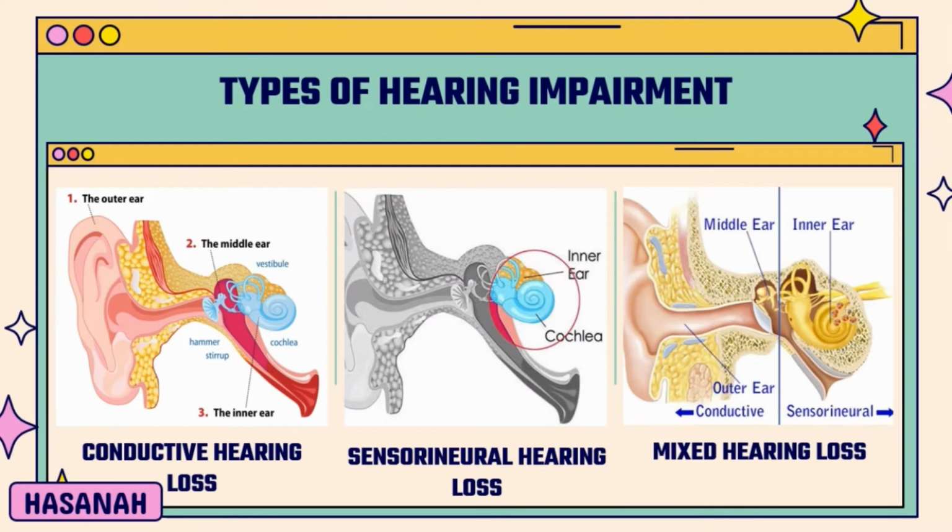Next, the types of hearing impairment. Basically, there are three common types of hearing impairment. The first type is conductive hearing loss. The second type is sensory neural hearing loss. And lastly, the third type is mixed hearing loss. So, what is the difference between these three?